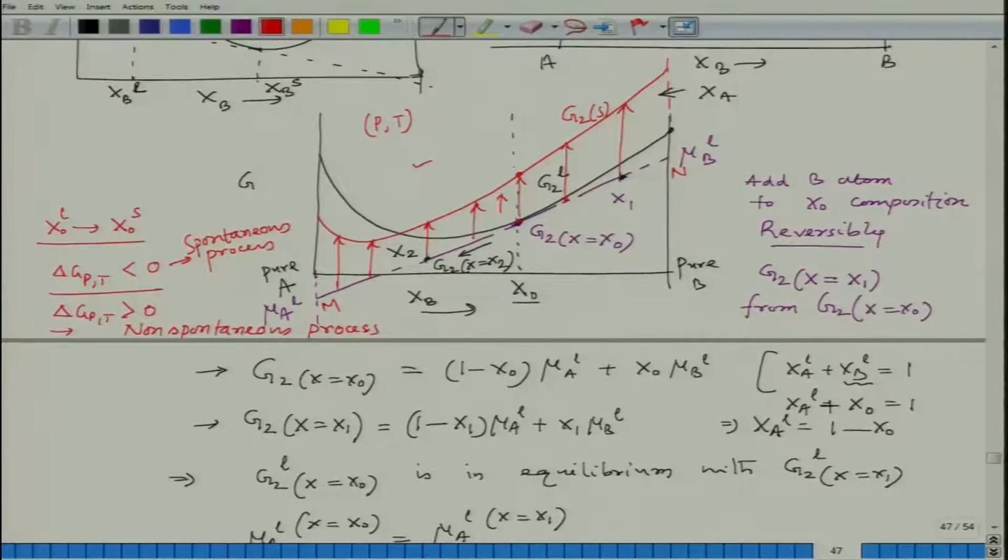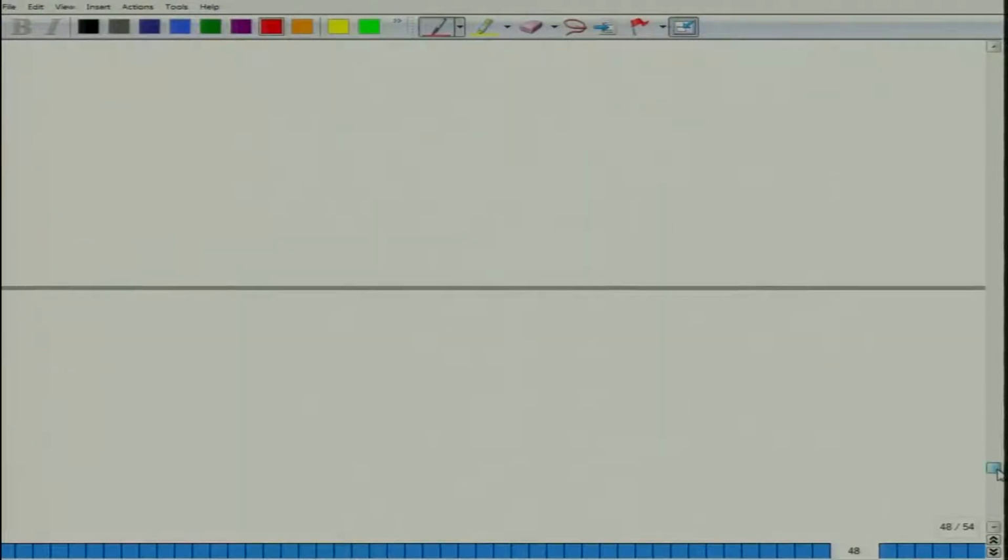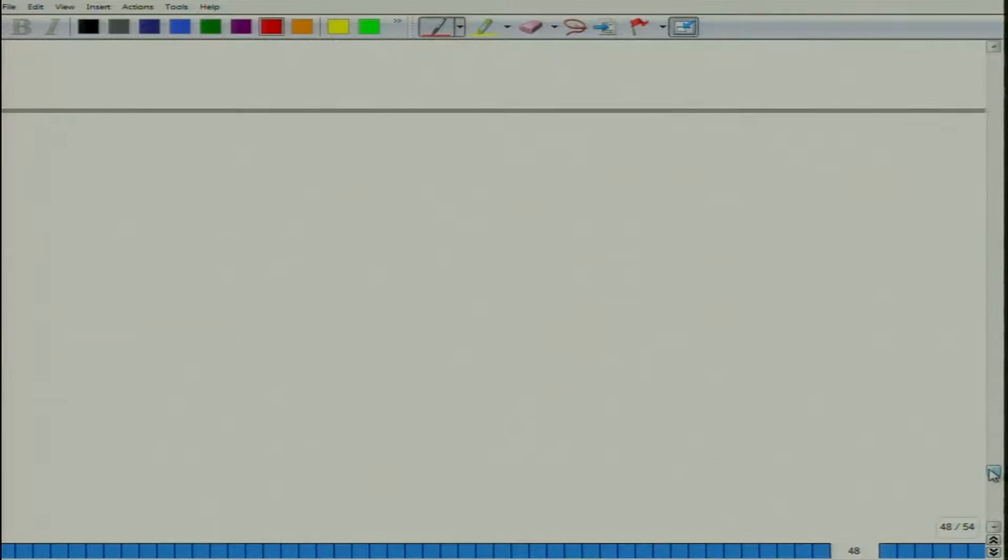Now, the situation could be different if I change this particular point position, that means the initial alloy composition, from this side to this side. Let us see what happens there. Now, I can draw a similar diagram.